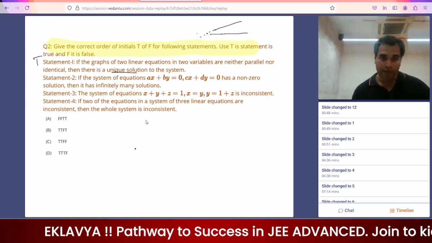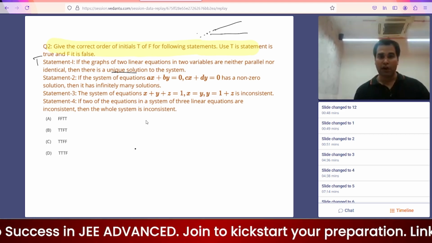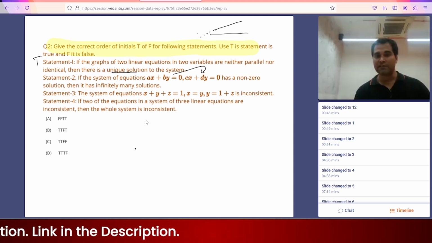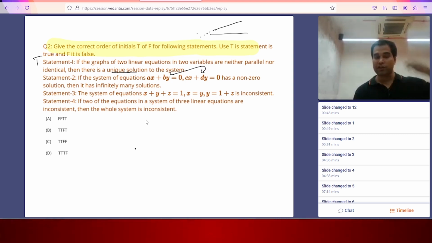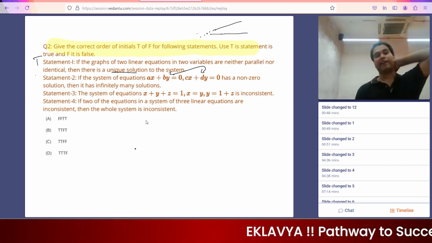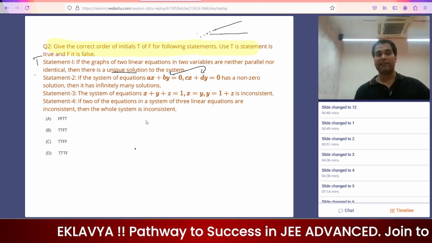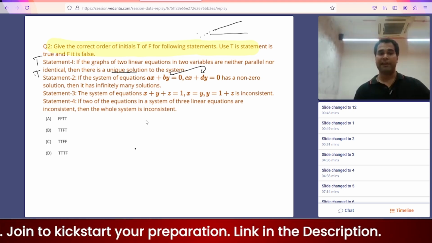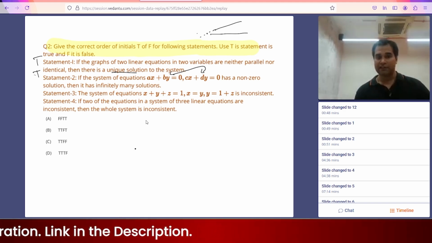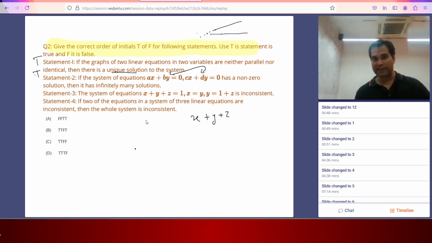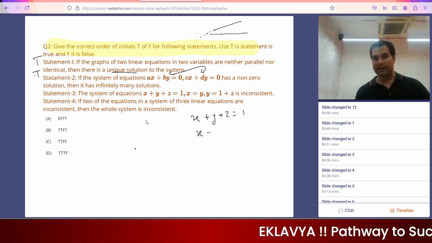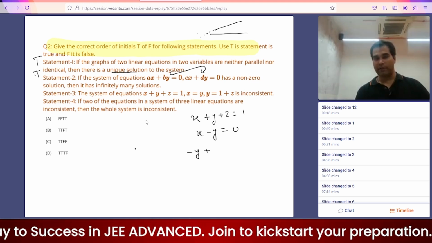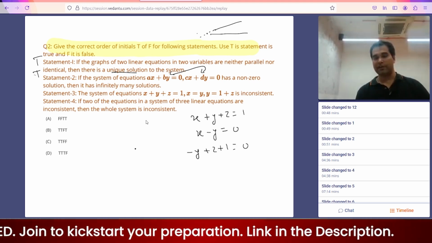Statement 2: if the system of equations has a non-zero solution, then it has infinitely many solutions. Non-zero solution means the equations are dependent, and dependent equations are also known as coincident lines, and coincident lines have infinitely many solutions. Third part is the system of equations. Here the first equation is x plus y plus z equal to 1, the second equation is x minus y equal to 0, and the third equation is minus y plus z plus 1 equal to 0.